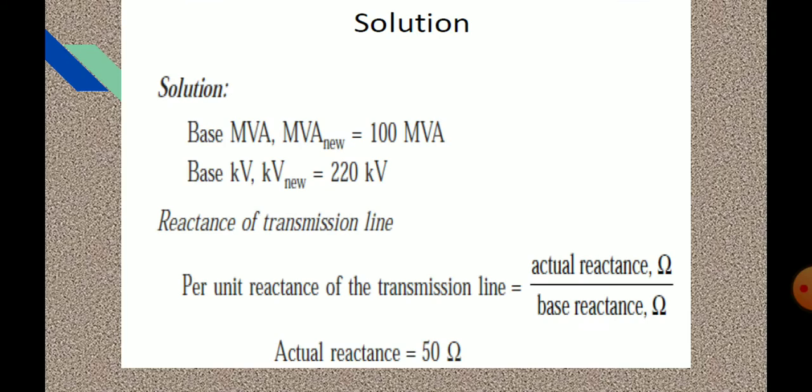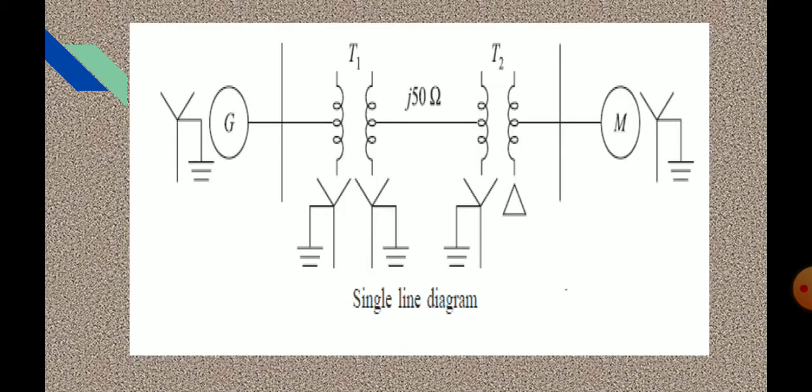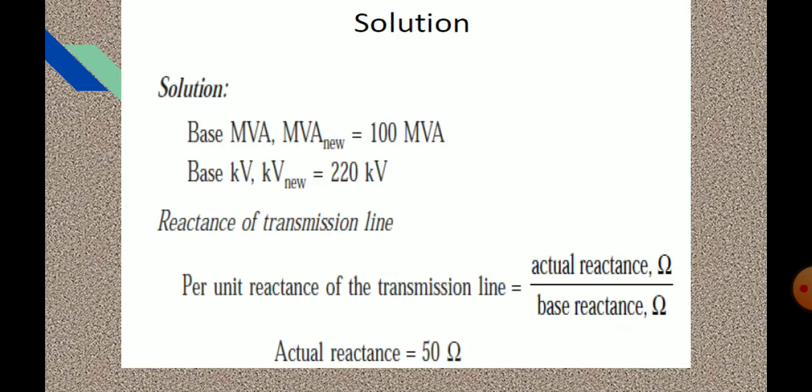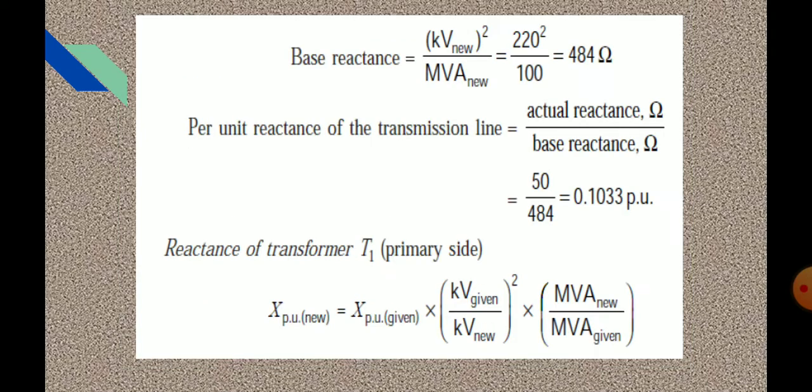First we have to write the solution, starting with the given values in the question. Next, per unit reactance: first we take the transmission line. In the question they have given 50 ohm, so the actual reactance value is 50 ohm. But we don't know the base reactance value. Base reactance is equal to KV base squared divided by MVA base. Both values are given in the question, so we can take them directly.